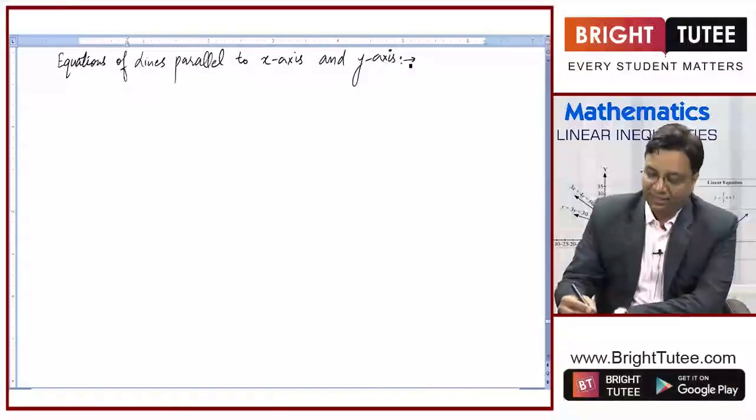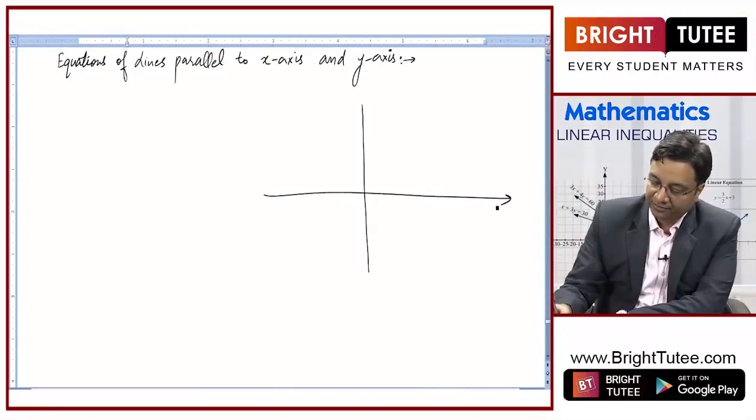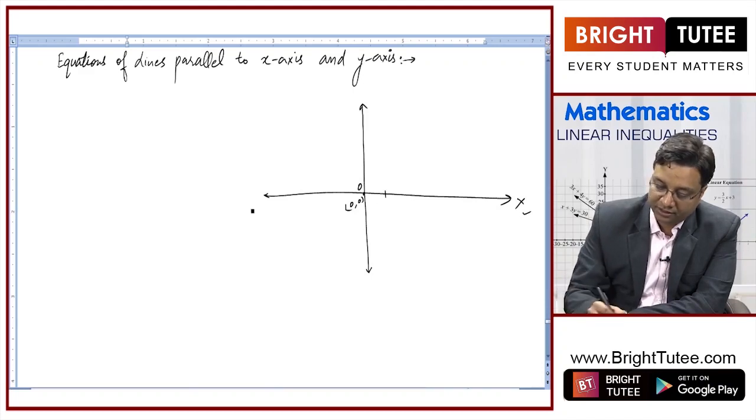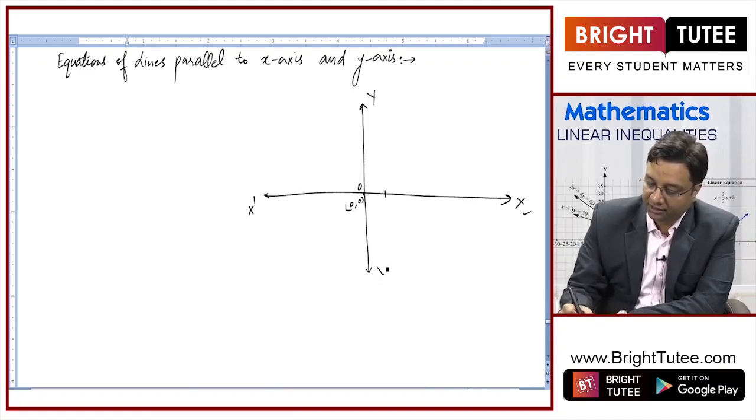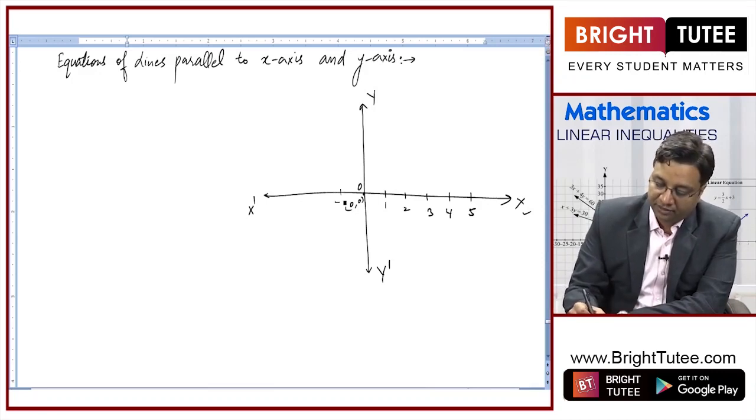The next subtopic is equations of lines parallel to x-axis and y-axis. Now, you know that any point lying on x-axis will have its y coordinate as 0. For example, let us say this is 0, 0, that is origin. This is the positive direction of x-axis, this is the negative direction of x-axis, this is y, this is y dash. This is 1, 2, 3, 4, 5. Now, this is the negative side, minus 1, minus 2, and this is 1, 2, minus 1, minus 2.